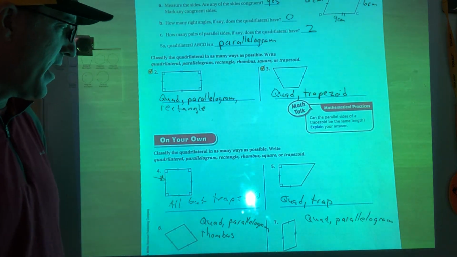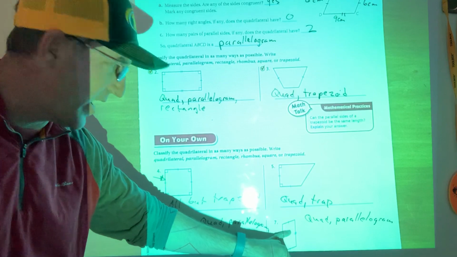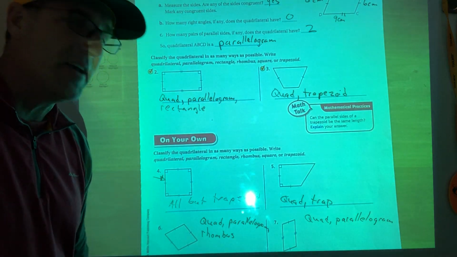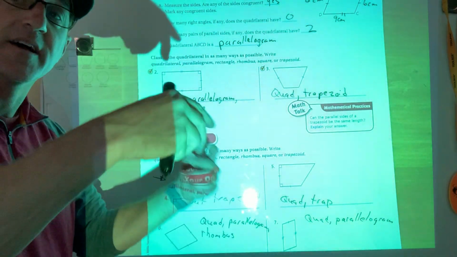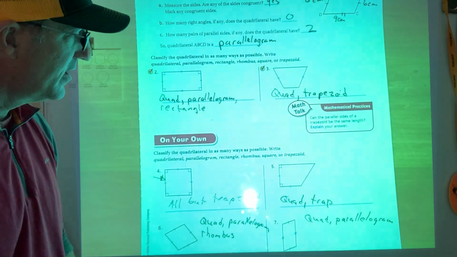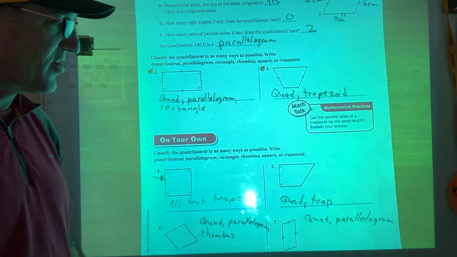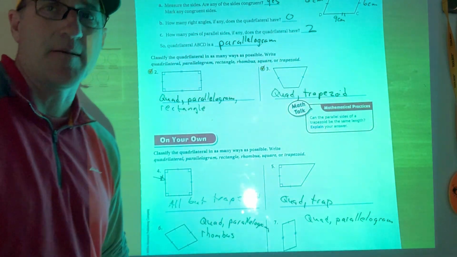All right. And is it a rectangle? No. Why? Because there's no 90-degree angles. Is it a rhombus? No, because only the opposite sides are congruent, not all four sides. Is it a square? Well, if it's not those other two things, you know it's not a square. And is it a trapezoid? If it's a parallelogram, it can't be a trapezoid.